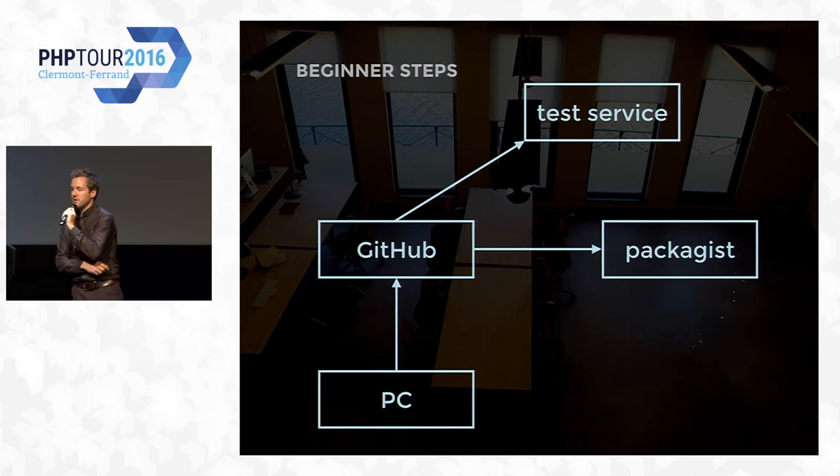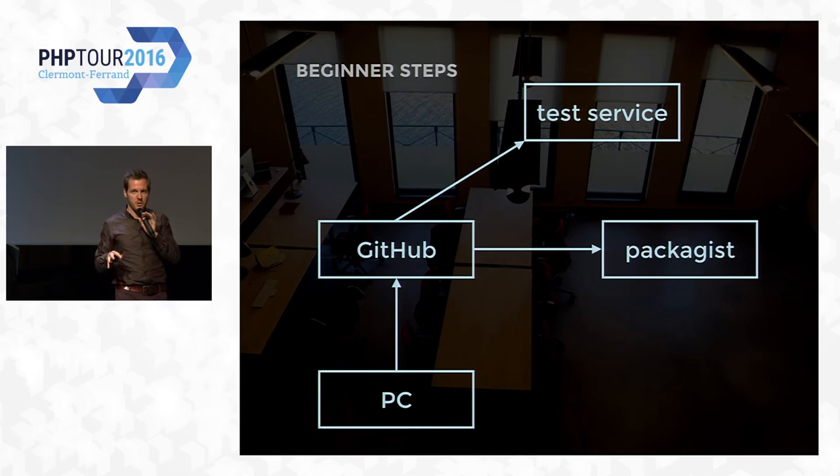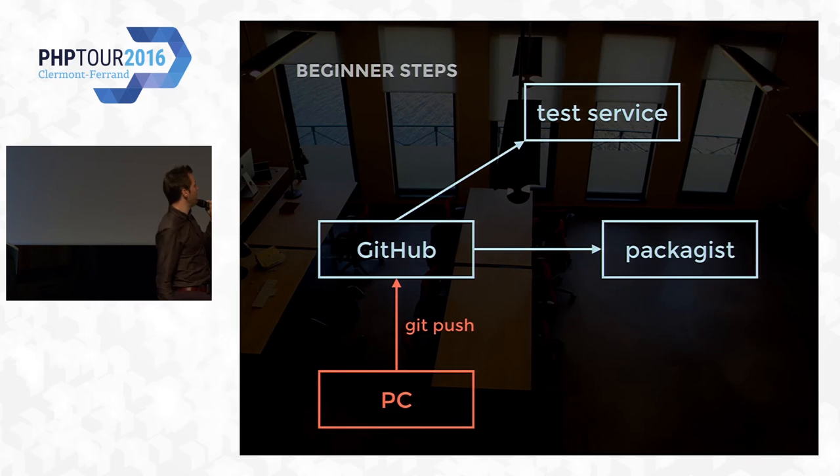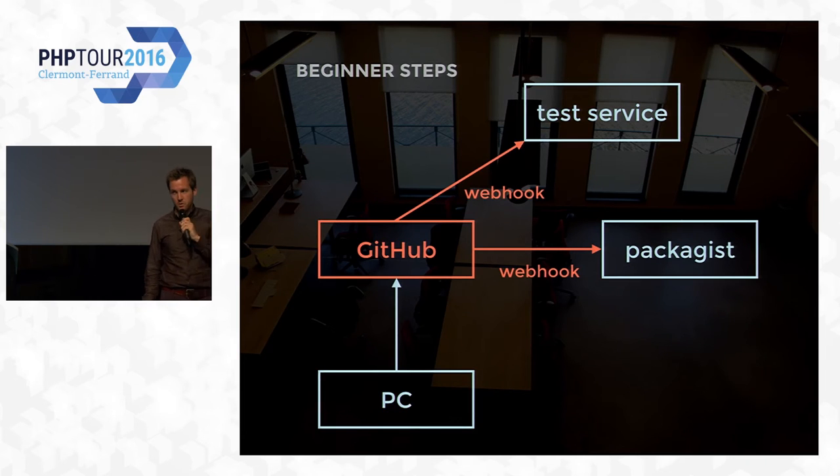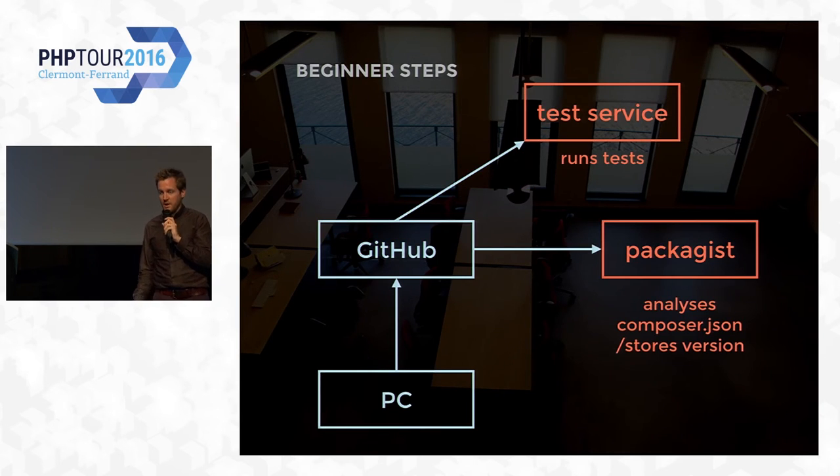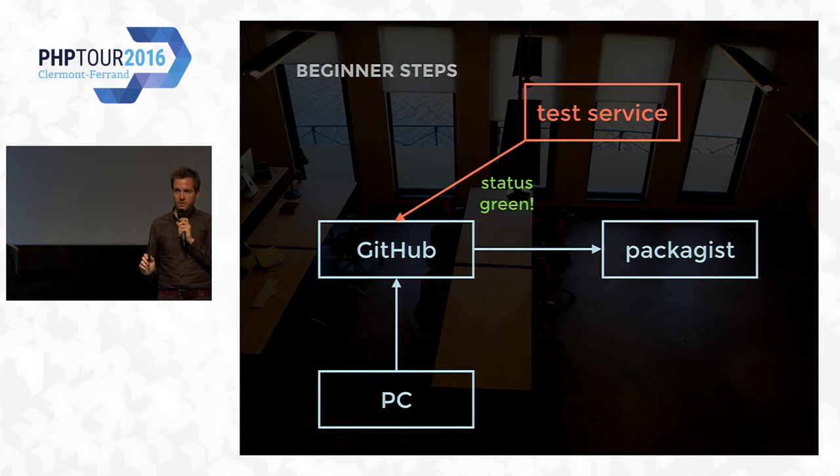What actually happens is you're writing your code on your PC, you're pushing it to GitHub. GitHub will send a notification to packagist.org. Packagist.org will pick up the new version or the new commit hash of dev master or dev develop, and the test service will run the tests. And then when the tests succeed or fail, it will change the status of the pull request or of the commit and send it to GitHub.